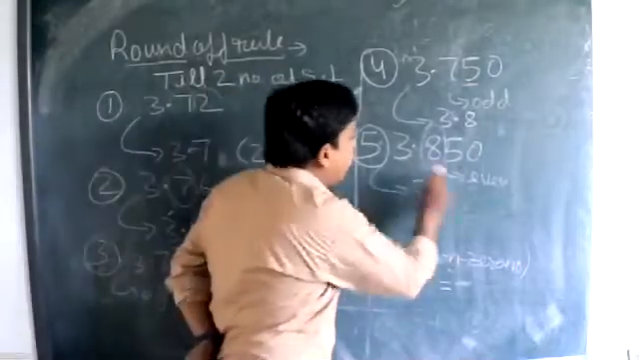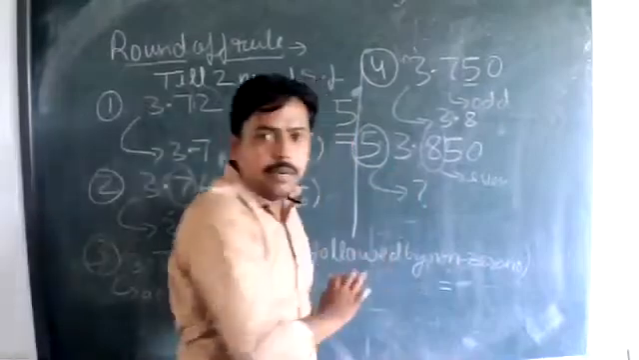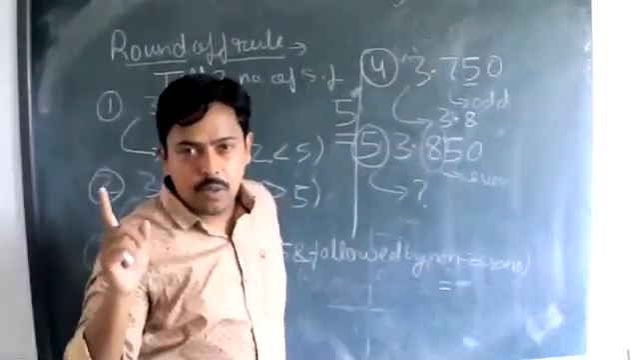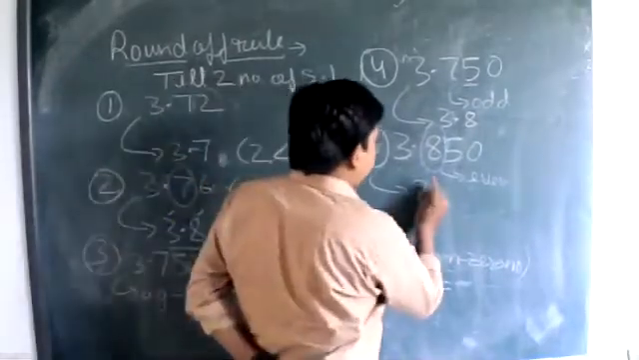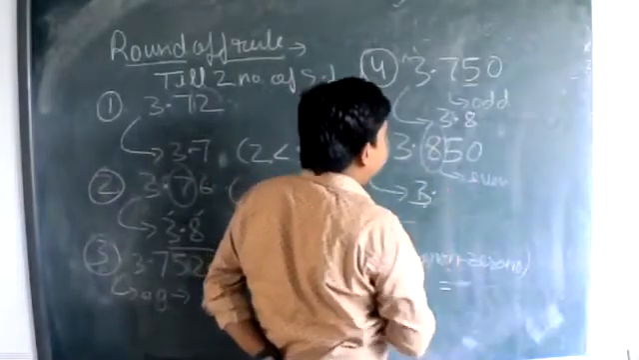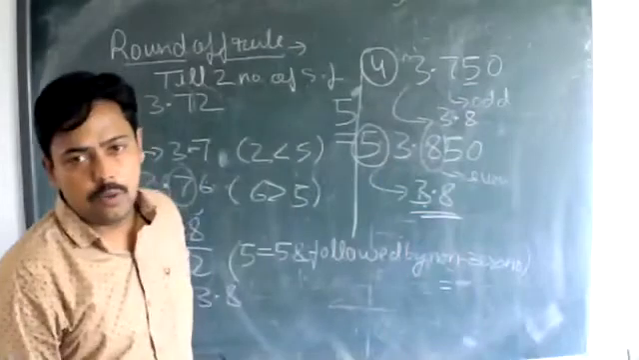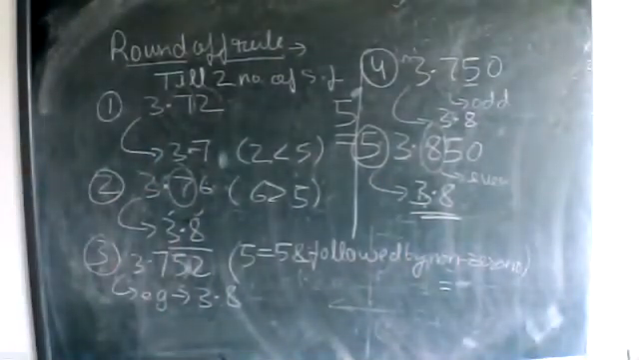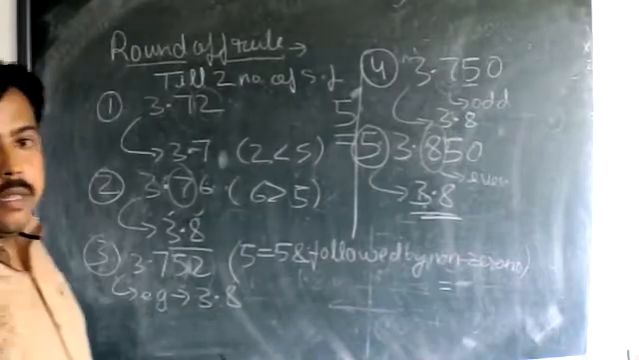Since it is an even number, in case of an even number which is coming just after the decimal, the value of this even number will not change. So in this case also you can write 3.8. So this is the required value which we want to get. Any doubt? Till here everything is clear.